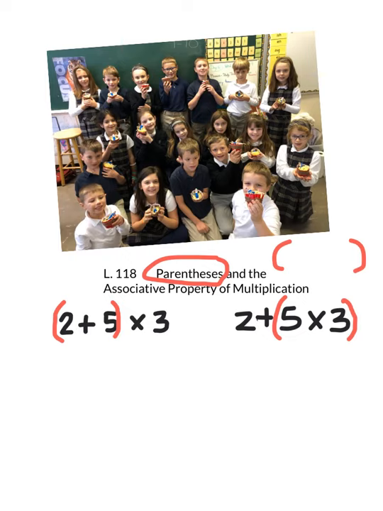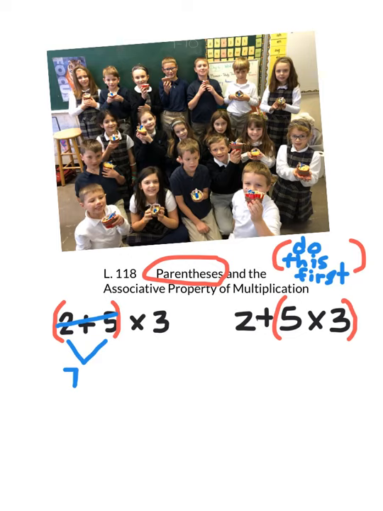Now, what's interesting about this is when we do these problems, the parentheses mean something. Parentheses mean do this first. So in this problem, we're going to do 2 plus 5 first. And our answer is 7. Then we're going to cross out 2 plus 5 to show that we've done that part of the problem.